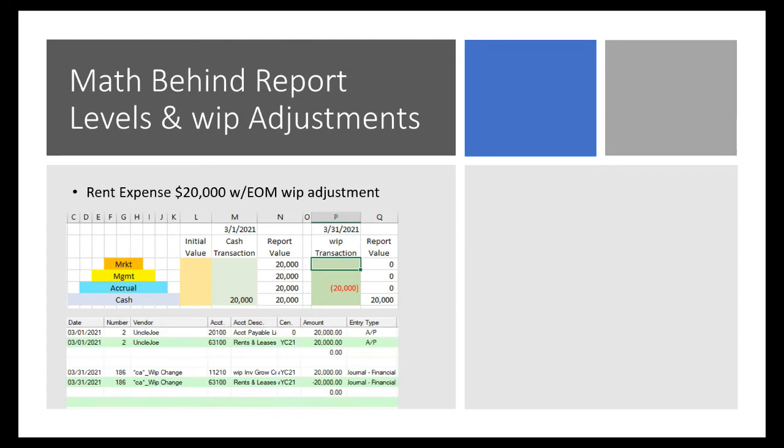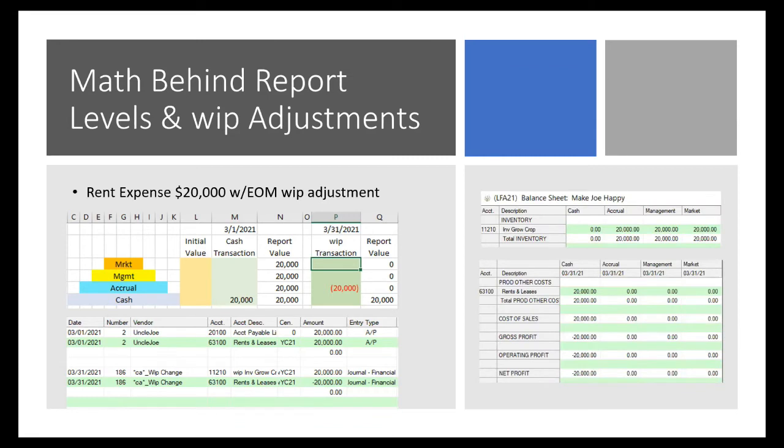So the top entry is just your accounts payable, and the bottom entry, the WIP change, is the entry created by crop audit inventory valuation, in this example moving it out of expense back into the WIP. And then showing the report, the income statement on the bottom, you can see that we have $20,000 showing up at the cash level, but the other levels are zeroed out. On the balance sheet at the accrual level, we all of a sudden have that $20,000 showing up. So that's how this math works, where we start at the cash level and then we add the entry moving up the pyramid.